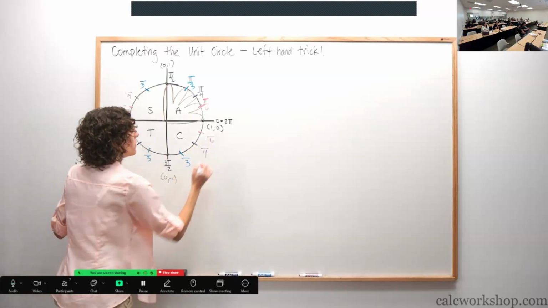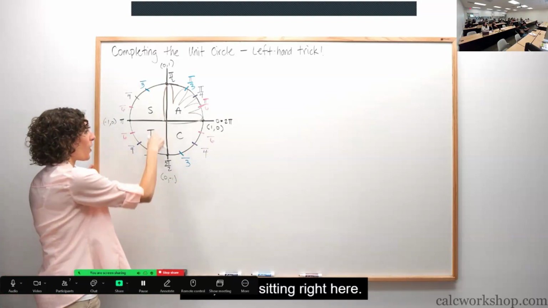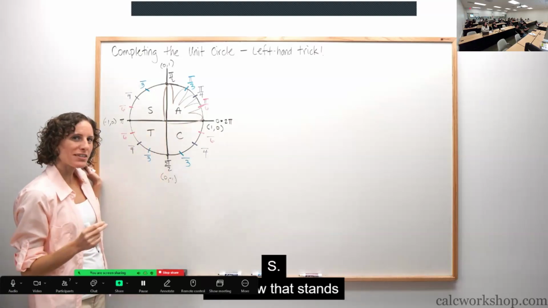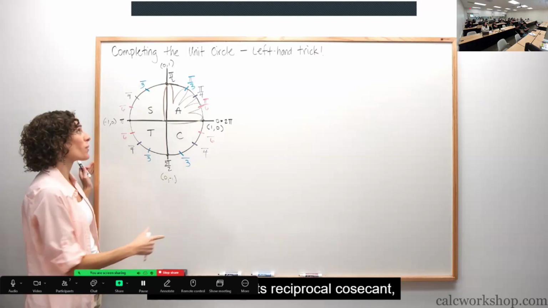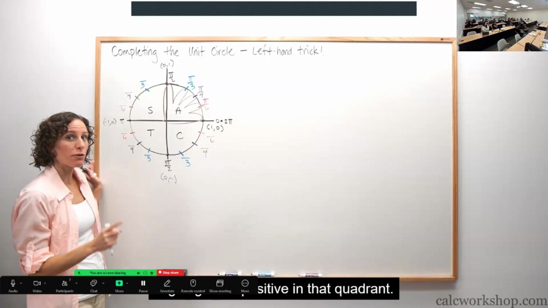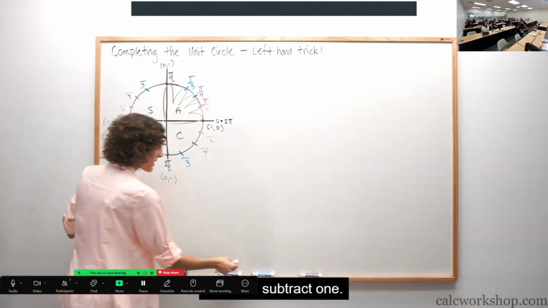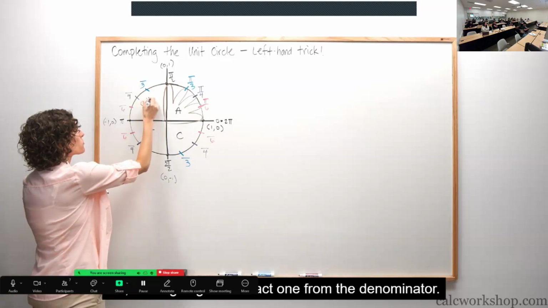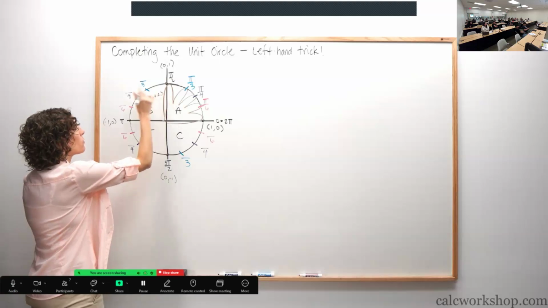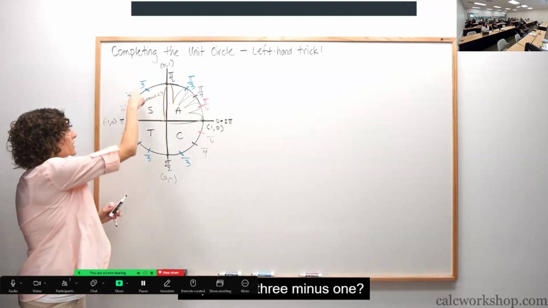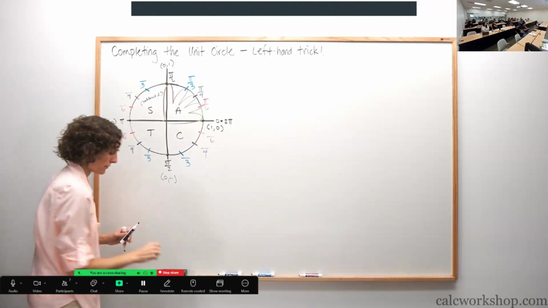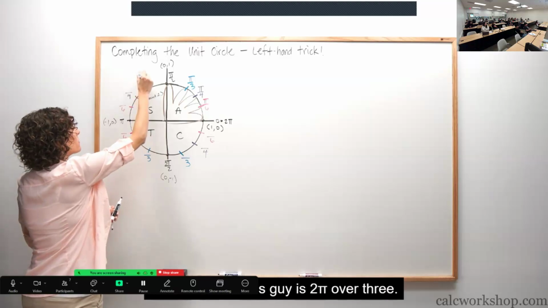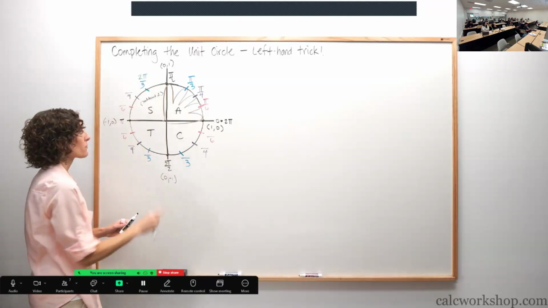That's the reference angle thing. But I wonder what the numerators are. Well, it's all sitting right here. All students take calculus. S, we know that it stands for the sine and its reciprocal cosecant. And we know that the sine is going to be positive in that quadrant. But it's also going to tell us something else. It means subtract 1. So we're going to subtract 1 from the denominator. So what is 3 minus 1? Well, that value is 2. So that means this guy is 2 pi over 3.